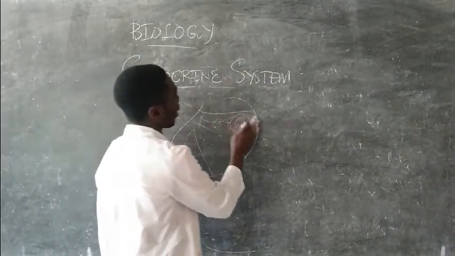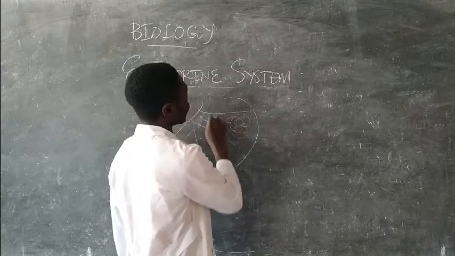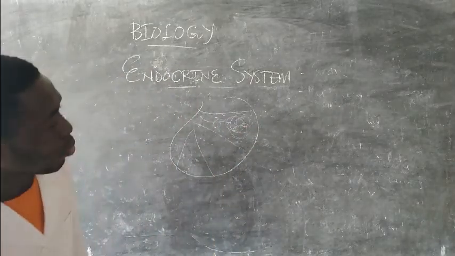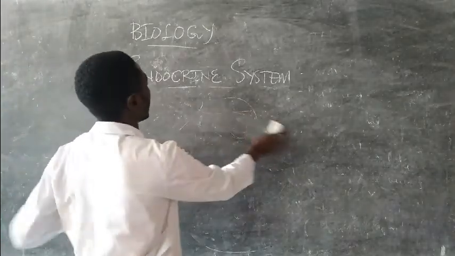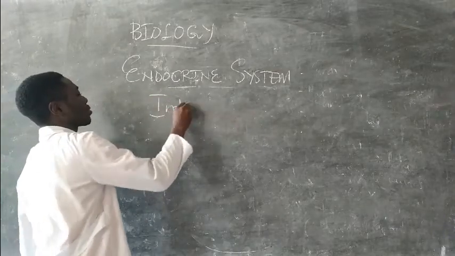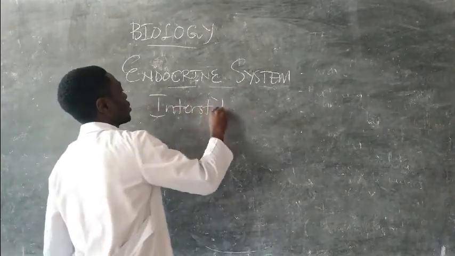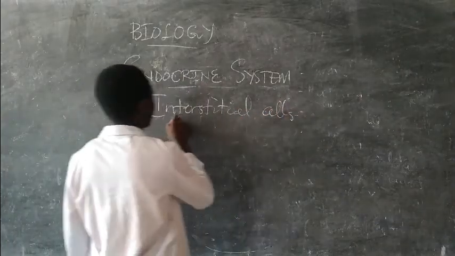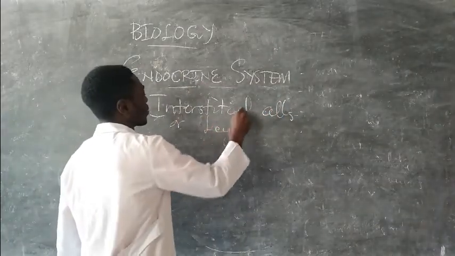But surrounding the seminiferous tubules are cells that we call the Leydig cells of the interstitium. You can call them interstitial cells of the testis. So there are two names for them. You can call them interstitial cells, or you could call them Leydig cells.